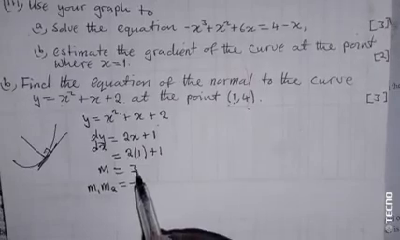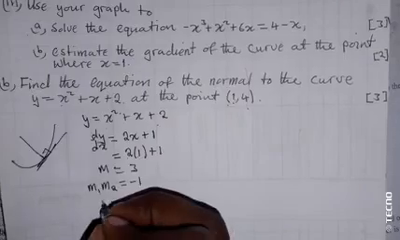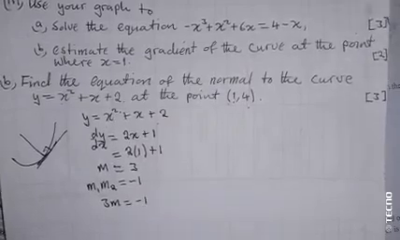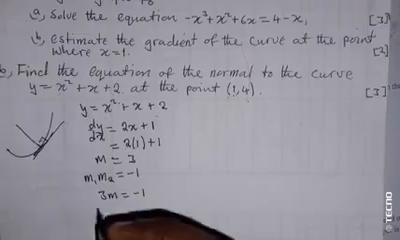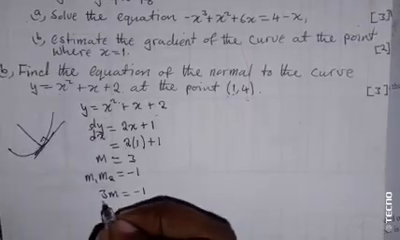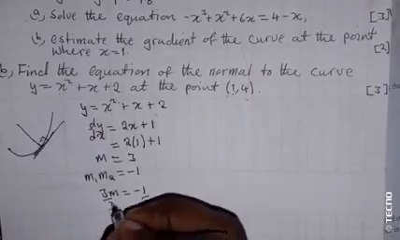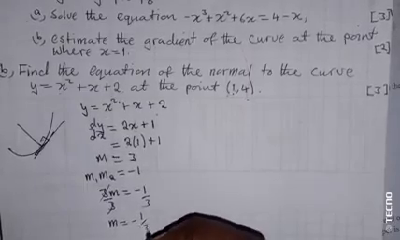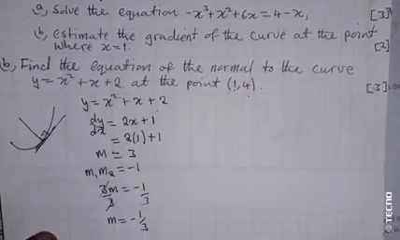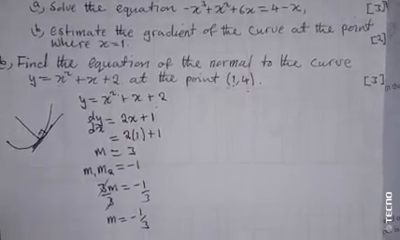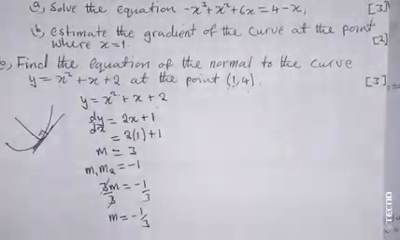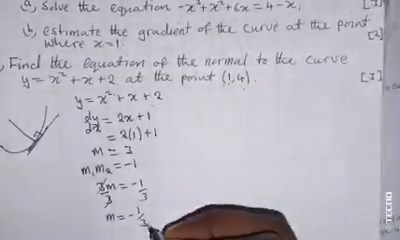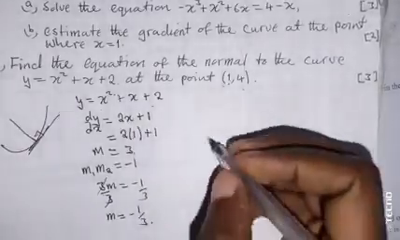This is why we say m1 times m2 is equal to -1. So now if your m1 is 3, 3m is equal to -1. So for us to find the gradient which is perpendicular to this one, it will be -1 over 3. So our m is equal to -1 over 3. This is the gradient. With this gradient, we are going to use the equation of a straight line to find the equation of the normal. Not the earlier gradient, but this one, the perpendicular one.